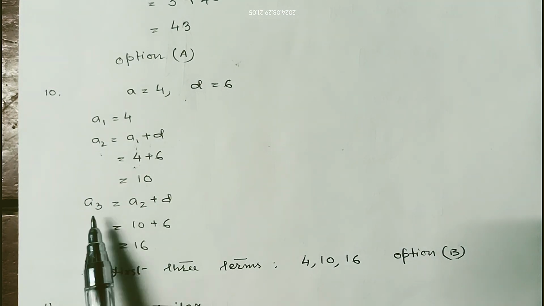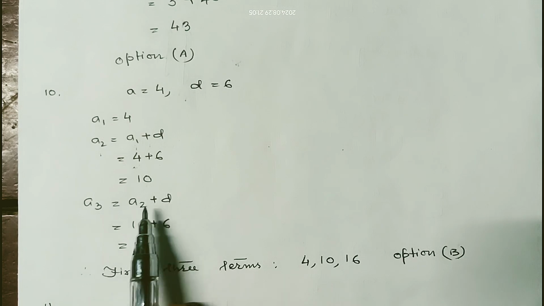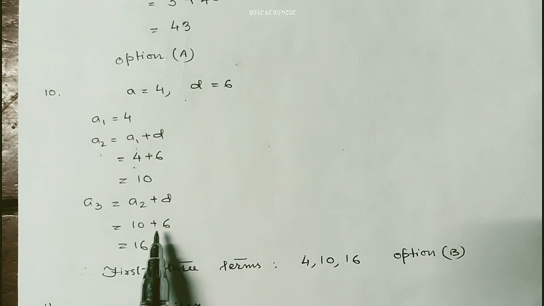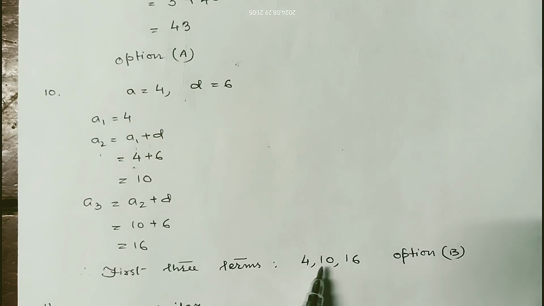Now third term is the second term plus common difference. Second term we got 10, plus 6, that is 16. Therefore first 3 terms are 4, 10, 16. So option B, which is 4, 10, 16, is the correct answer.